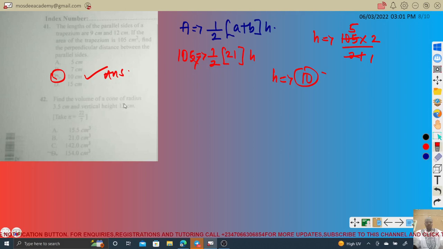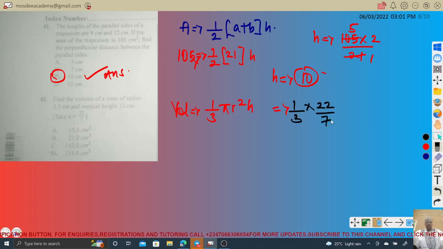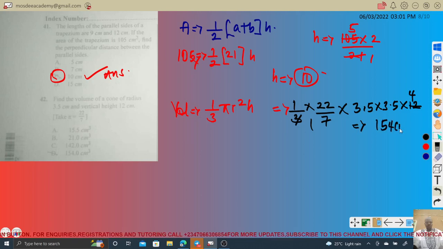Question 42. Find the volume of a cone of radius 3.5 and the height of 12, based on formula again. The volume of a cone is 1/3 pi r squared h. So substitution will give us 1/3 times 22/7 times 3.5 times 3.5 times 12. You may decide not to cancel, but for me, I love cancelling. So it will be 22 times 12.25 times 4 divided by 7. Punching that on the calculator will give you the right answer. And I think this is 154 centimeters cubed, which tallies with option D. And that is the answer to question 42 of 50.